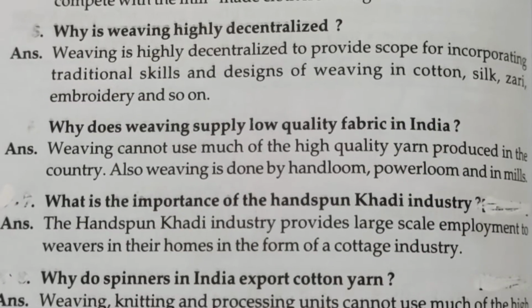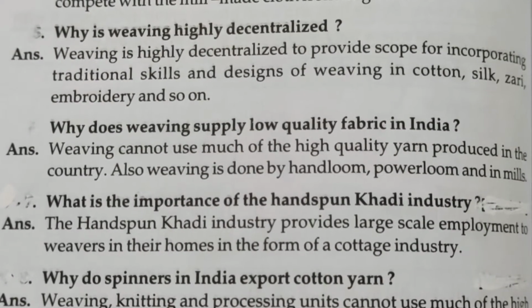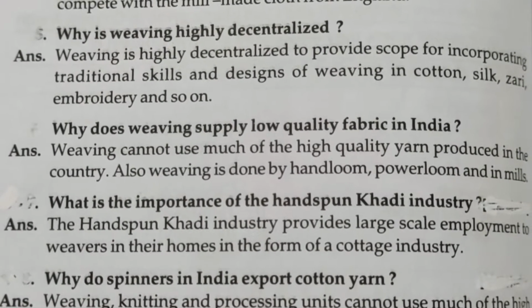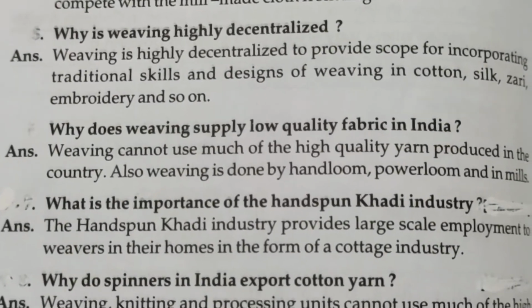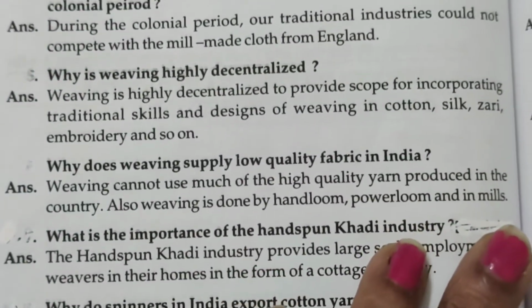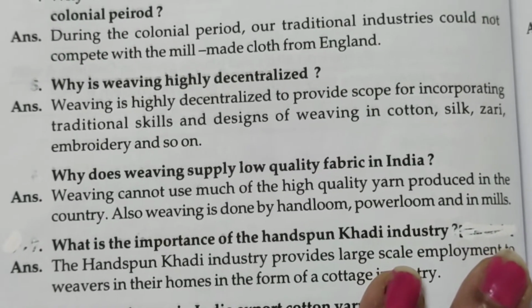Why is weaving highly decentralized? Weaving is highly decentralized to provide scope for incorporating traditional skills and designs of weaving in cotton, silk, zari, embroidery, and so on.